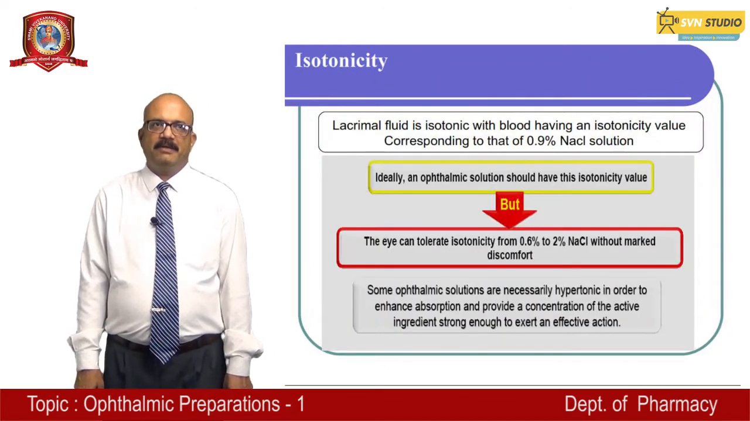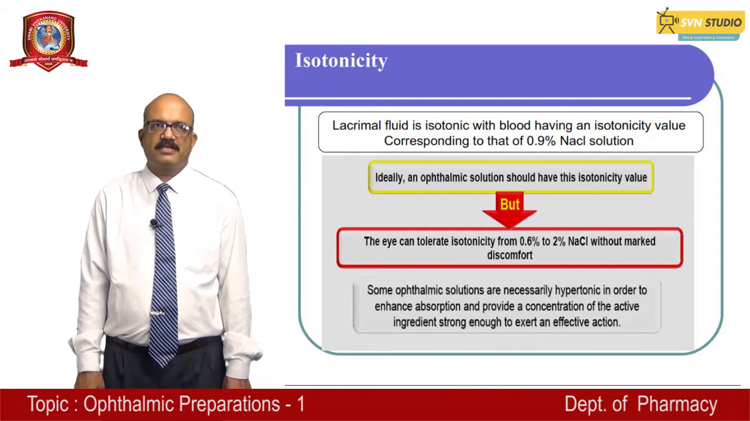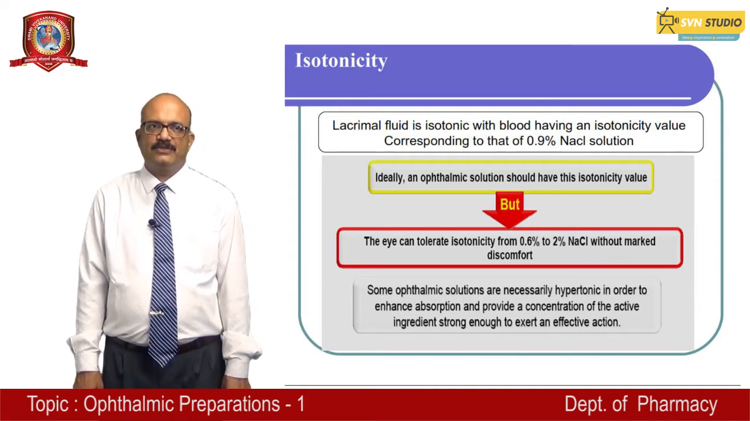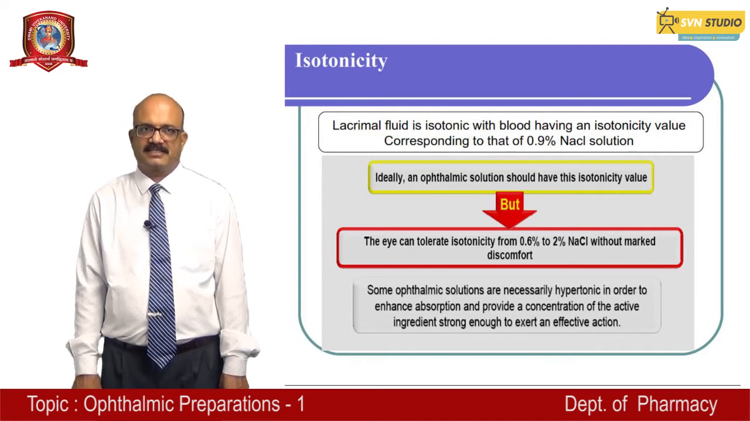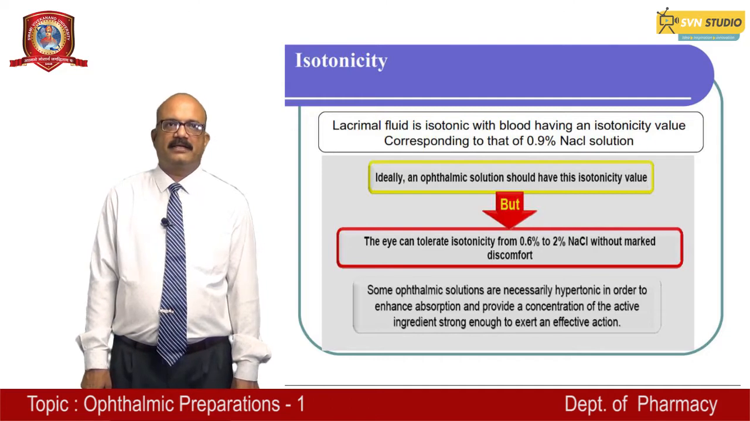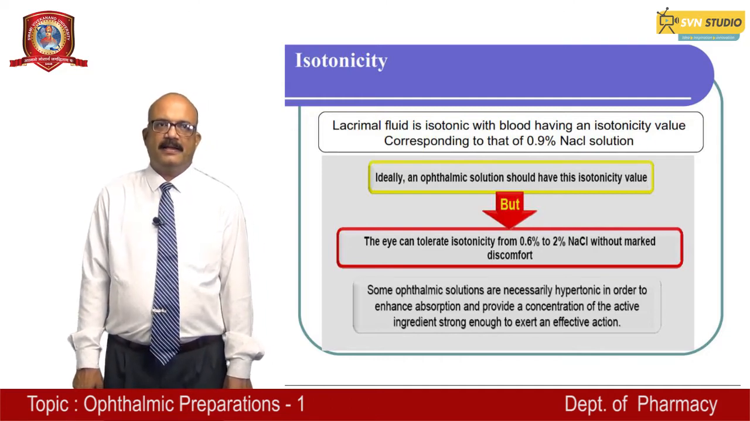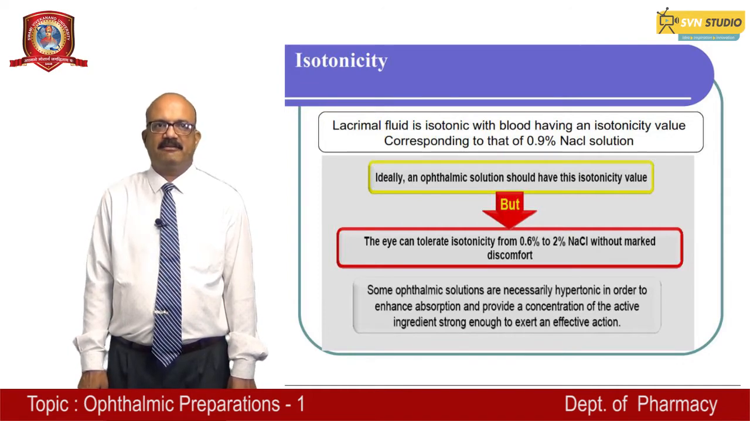The lacrimal fluid is isotonic with blood, having an isotonicity value corresponding to that of 0.9% sodium chloride solution. Ideally, an ophthalmic solution should have this isotonicity value, but the eye can tolerate isotonicity from 0.6% to 2% sodium chloride without marked discomfort. Some ophthalmic solutions are necessarily hypertonic in order to enhance absorption and provide a concentration of the active ingredient strong enough to exert an effective action.